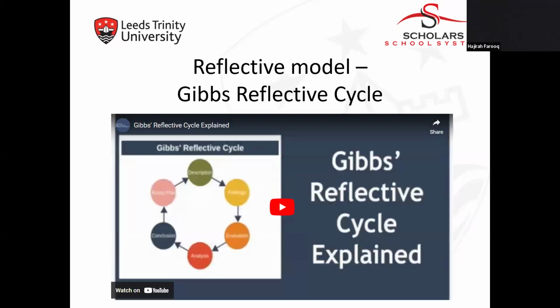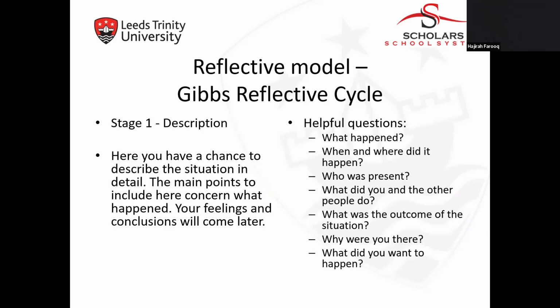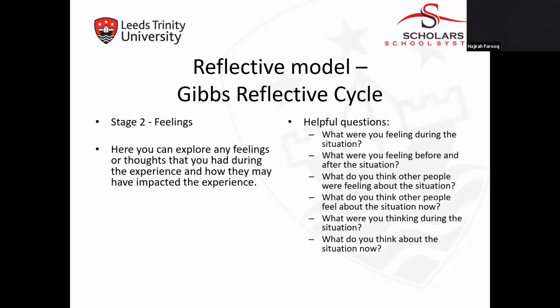Then we watched a video to further expand our understanding of the Gibbs reflective cycle. Then we discussed each of these steps very carefully. The description stage is the first stage. Here you have a chance to describe the situation in detail. The main points to include here concern what's happened. Your feelings and conclusions will always come later on because this is a step-by-step framework to follow. So everything will be expressed in a step-by-step manner.